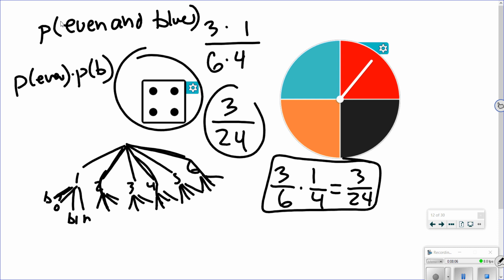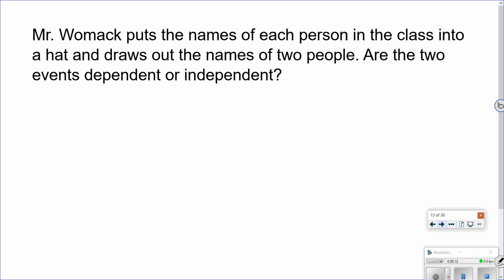Okay, now I want to compare that to some events that are dependent. So this one says, Mr. Welnick puts the names of each of the persons in the class into a hat and draws out the names of 2 people. Are the 2 events independent or dependent? So this one probably depends a little bit. I wasn't very specific there. Let's say I'm drawing out the first name and then I'm setting it aside. I'm not replacing it. And then I'm drawing out the second name.